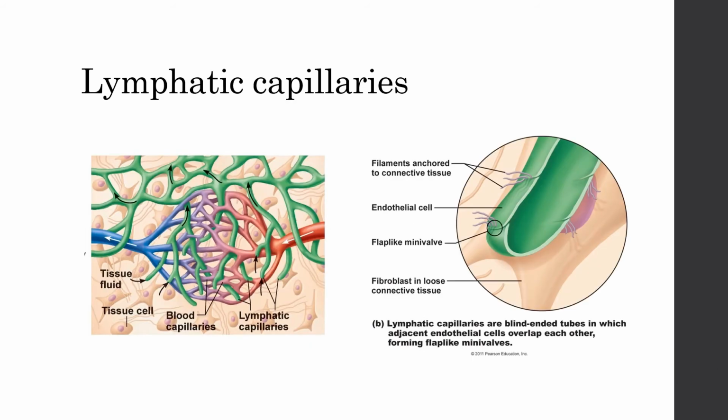Lymphatic capillaries look a lot like blood capillaries, except they're what we call blind-ended. They have a little cul-de-sac at one end. And unlike blood capillaries, the endothelial cells meet in these little flap-like structures that allow the flap to fold one way so that fluid can travel in, but then close so that fluid can't travel back out. They're called mini valves.